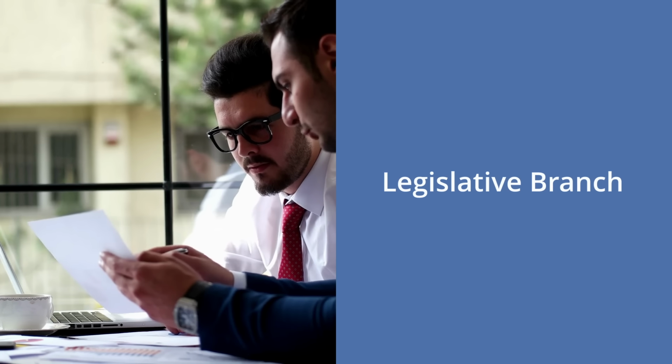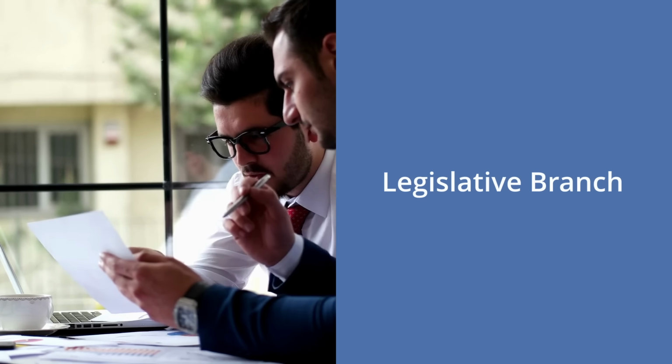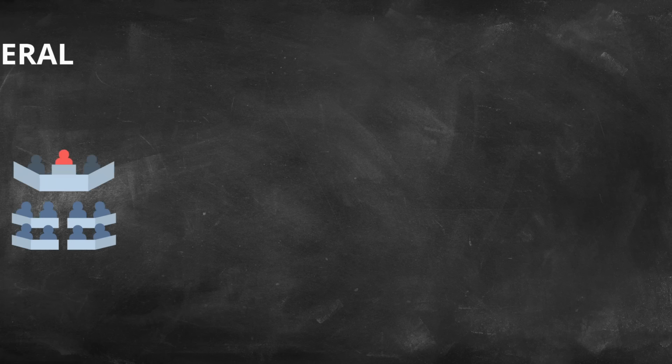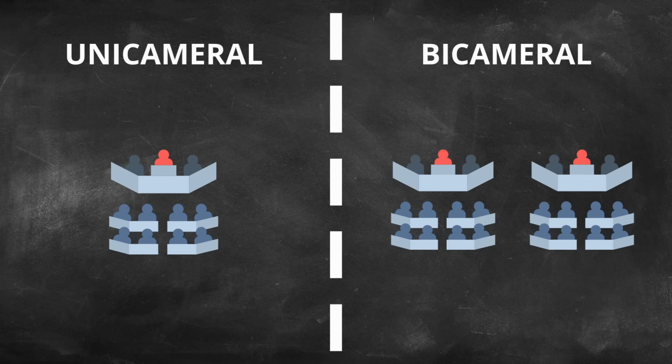So now that we covered the enforcer of the law, let's talk about the crafter of the law, the legislative branch. At the legislative branch, regular politicians from different political parties debate one another to create laws. Depending on the country, there may be one or two arenas to allow such debates to take place. If a country only has one location to debate and pass policies, we call that unicameralism. If a country has two locations, we call that bicameralism.